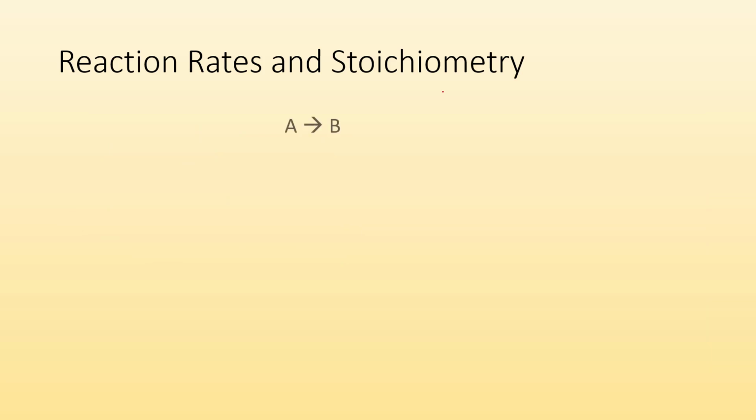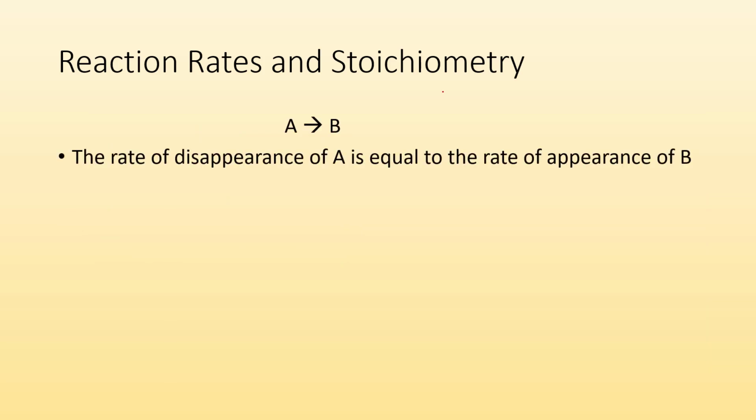So reaction rates in stoichiometry. The rate of disappearance of A is equal to the rate of disappearance of B in this example. And the reason for that is they both have a coefficient of 1. They have the same coefficient, so for every 1 A that gets consumed, I'm consuming 1 B. So as A changes, B changes to the same amount.